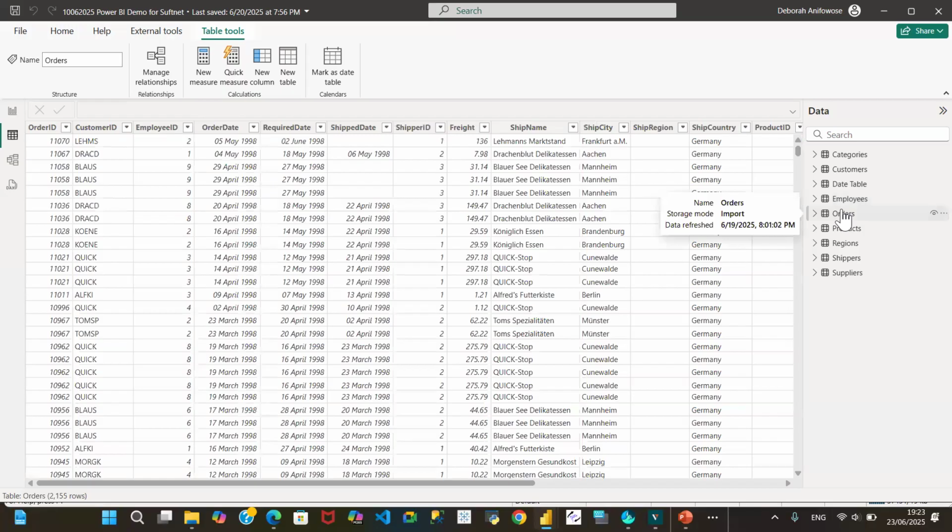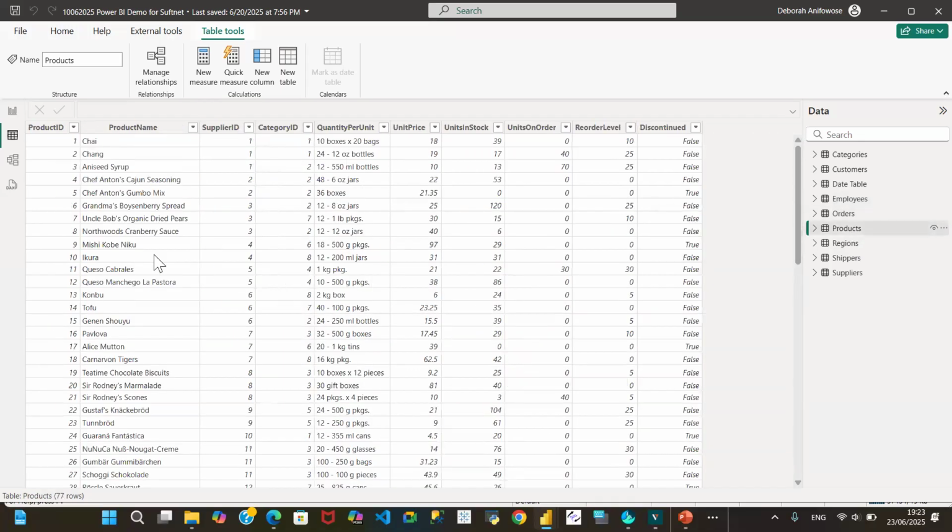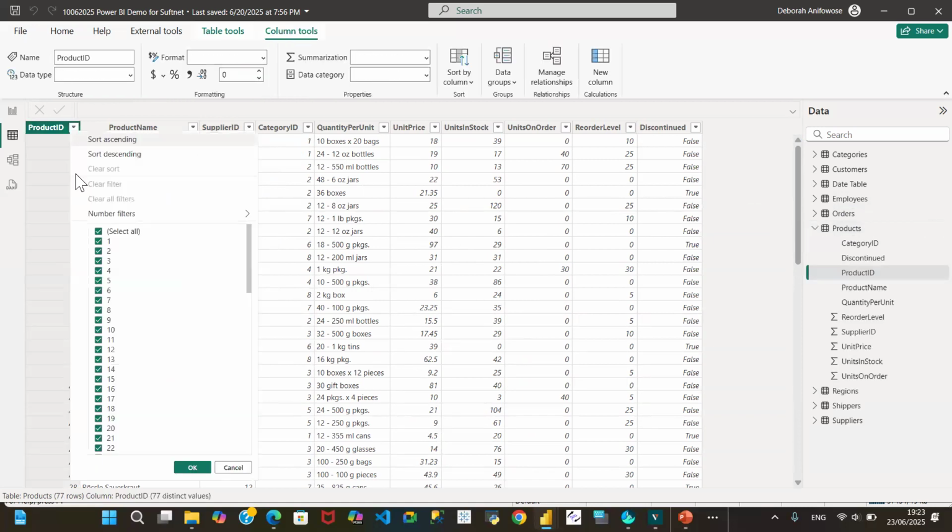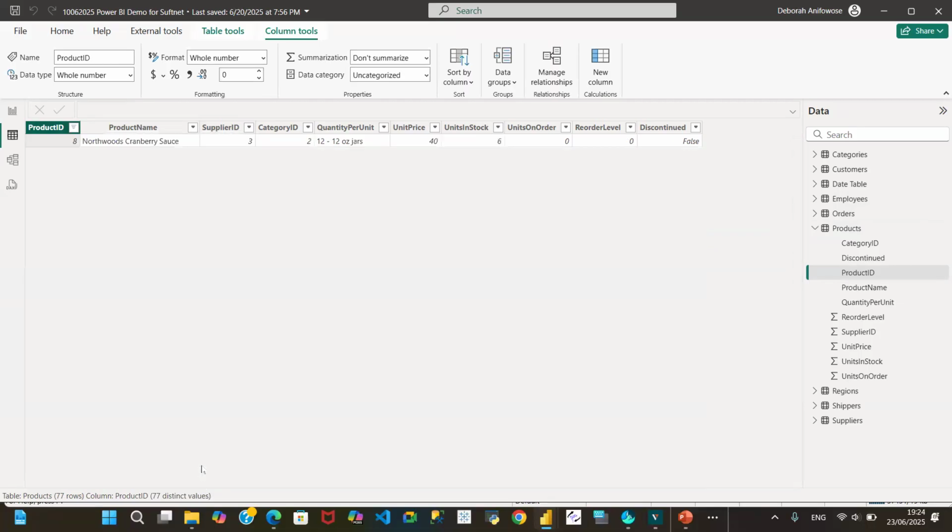Okay? They do not get here until they have started to do the work. The same goes for products. I need information about products. This is where I just want to check, okay, do we still sell products with product ID number 8? Is it discontinued, or is it still within what we sell, within the group of products that we sell? Is it discontinued? False. It's not discontinued.